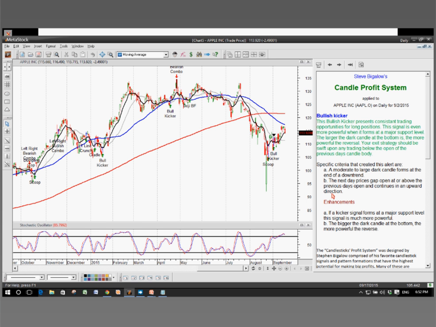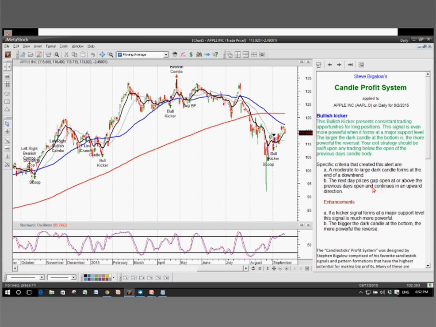Because they're somewhat subjective patterns and we left it a little bit loose, we wanted to give you an idea of what we're looking for, the criteria of this particular trade. So we're looking for a moderate to large dark candle. The next day prices gap up at a previous direction. And sometimes you'll have 2 or 3 things that we're looking for to identify this on the chart.